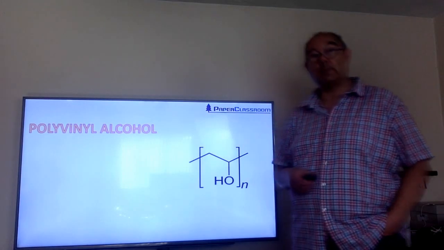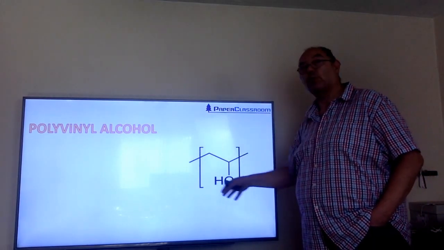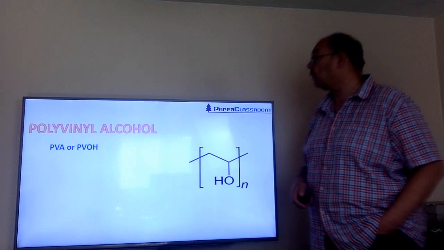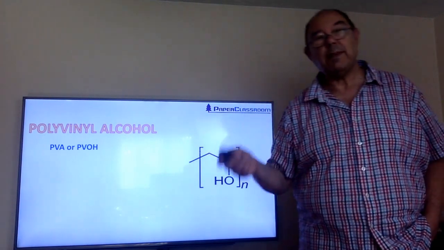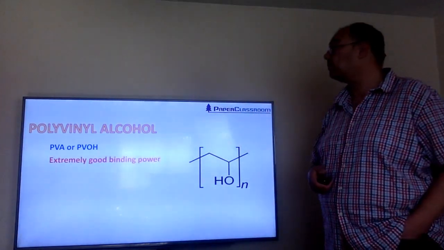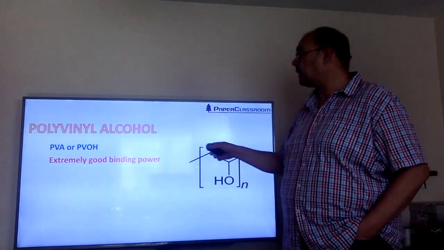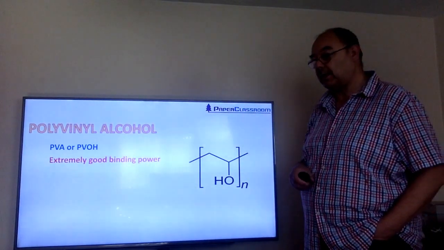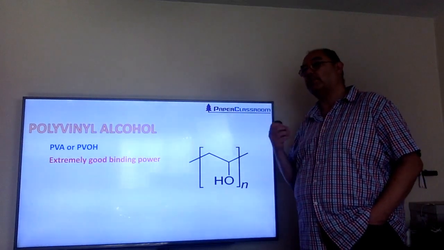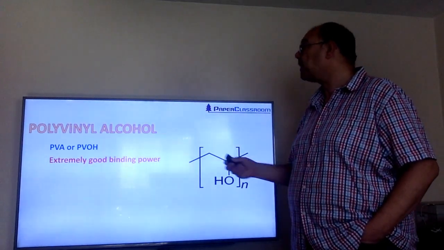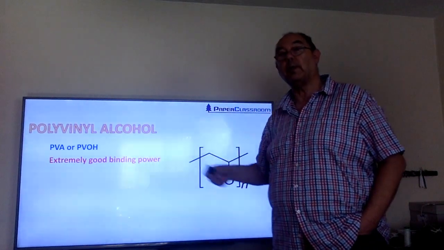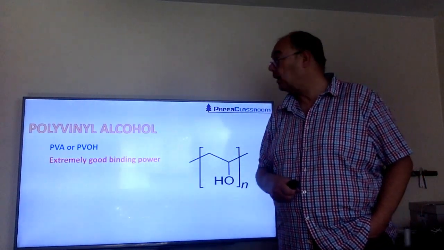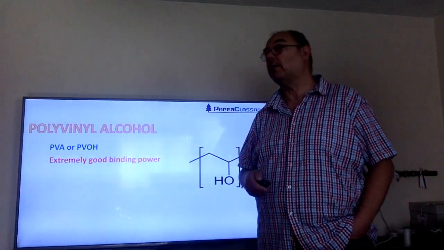Polyvinyl alcohol is one of the additives. This is the structure of polyvinyl alcohol. Some people call it PVA, some people call it PVOH. It has extremely good binding power, so it's really good for improving the strength or the surface pick of coatings. It's also used in conjunction with optical brightening agents to boost the power of OBAs.